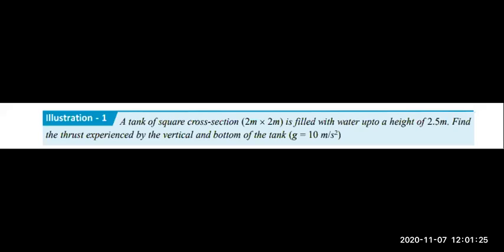Okay. So a tank of square cross section, which is given, is filled with water up to height 2.5 meter. Find the thrust experienced by vertical and bottom of the tank. Find the bottom first. Bottom is quite easy. You don't have to do anything for bottom. Okay, so try to find the bottom portion.